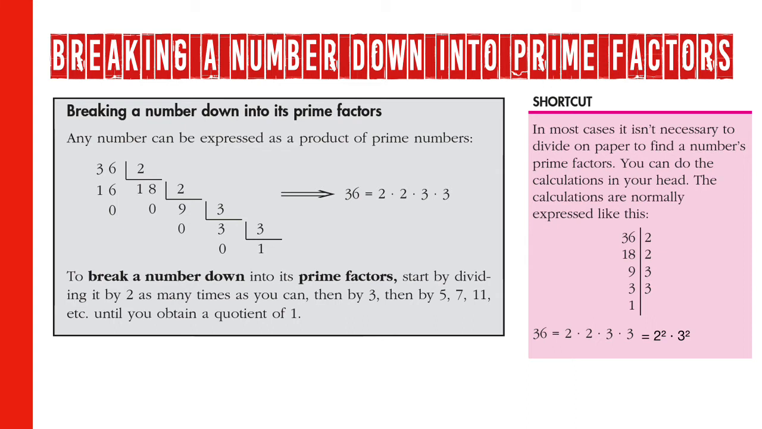Breaking a number down into its prime factors. Any number can be expressed as a product of prime factors. To break a number down into its prime factors, start by dividing it by 2 as many times as you can, then by 3, then by 5, 7, 11, and so on, until you obtain a quotient of 1.